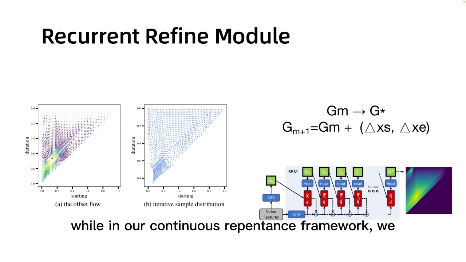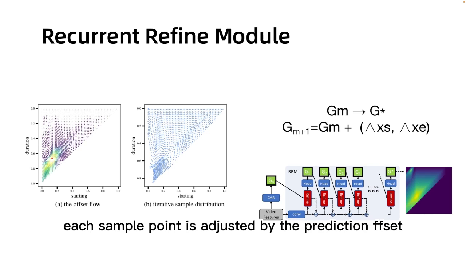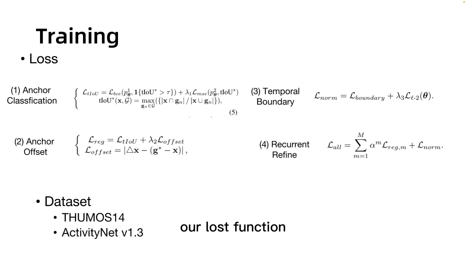In our continuous representation framework, we propose to use the recurrent refinement module to continuously optimize our distribution. Each sample point is adjusted by the predicted offset and re-input into the network. Then our loss function, and our experiments are mainly on THUMOS and ActivityNet.